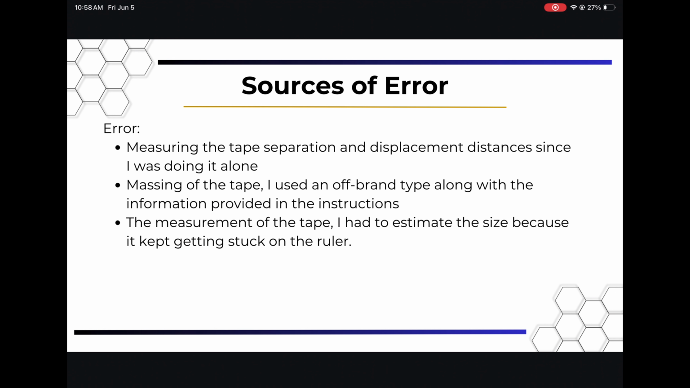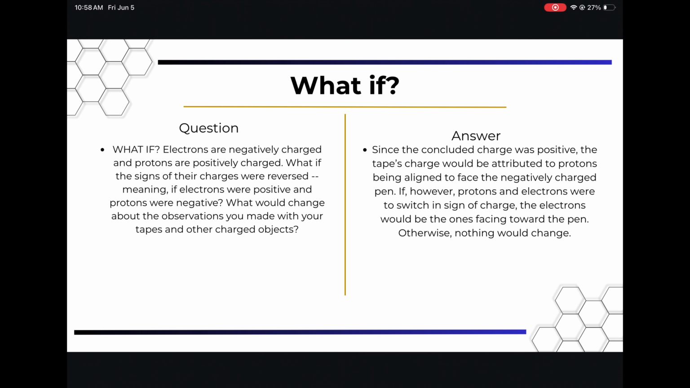And then the what if: what if electrons are negatively charged and protons are positively charged? What if the signs of their charges were reversed, meaning if electrons were positive and protons were negative? What would change about the observations you made with your tapes and other charged objects?